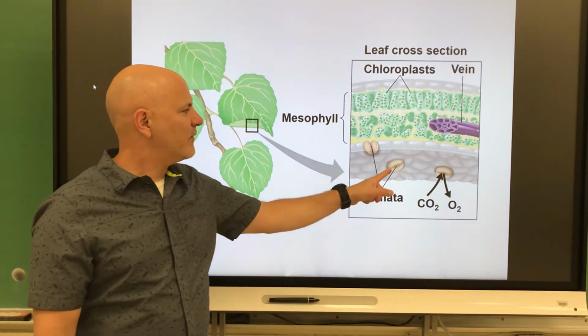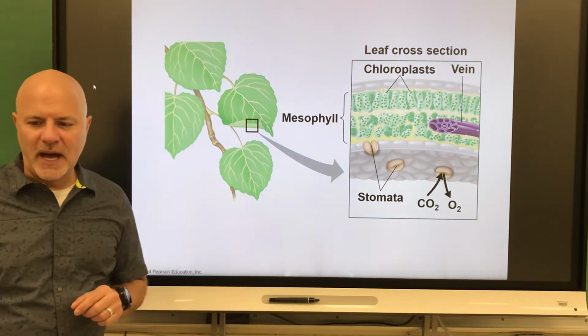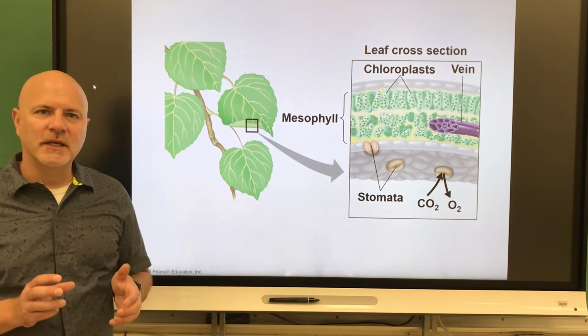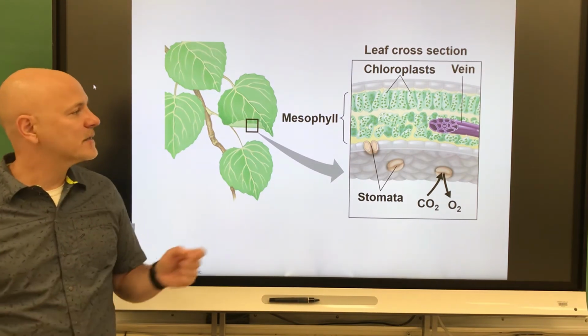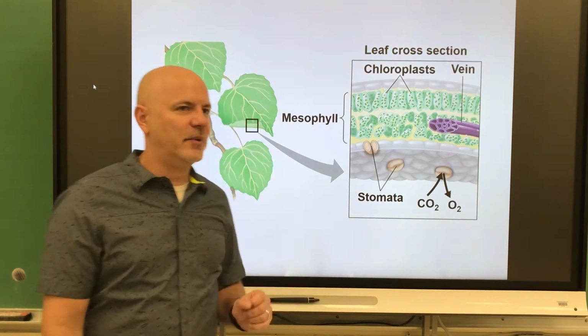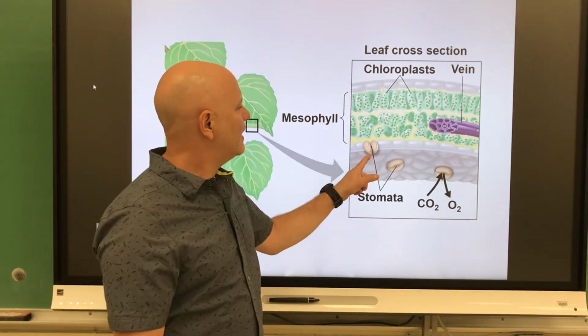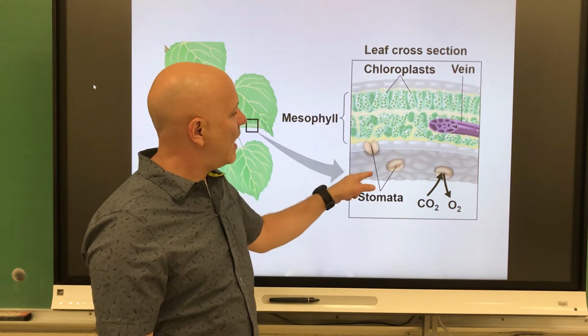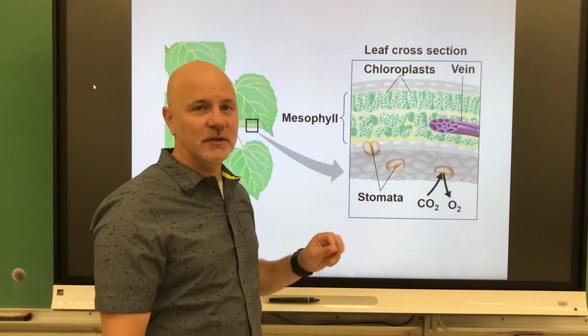These leaves also have little holes in them called stomata. These are pores in the leaves, and these are essentially their respiratory organs. Stoma is singular, stomata is plural. So these stomata allow oxygen out of the leaf and carbon dioxide into the leaf.